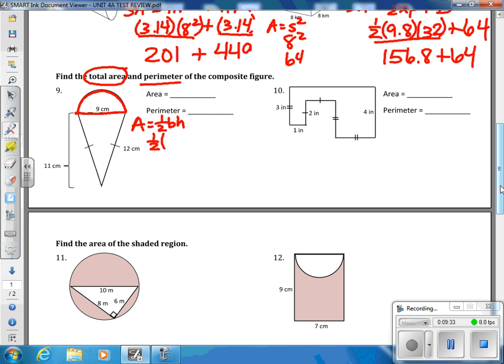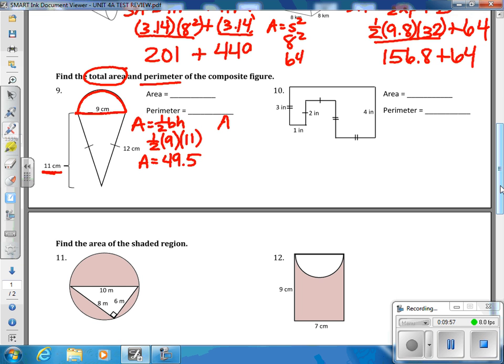The base of the triangle, or the bottom of the triangle, if you turn it over, is 9. The height of the triangle is how tall the triangle is. That's what this 11 is out here off to the side. Okay, so now when you take 9 times 11 and cut that in half, you end up with 49.5 for the triangle. The next piece we want to do is a semicircle.